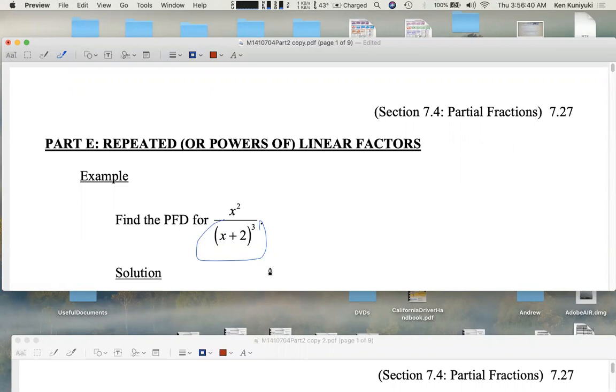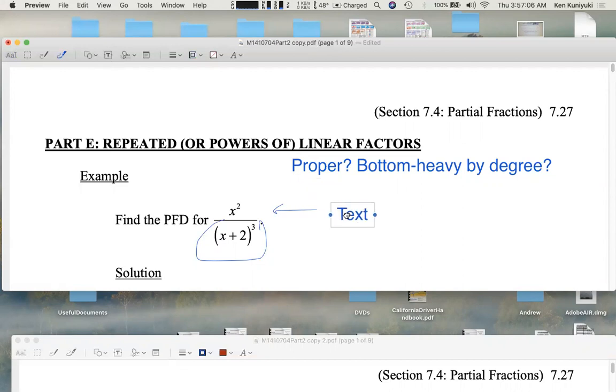That's why it's very important to know how to write down the correct PFD form. If you don't know the form, you're dead. First off, I want to know if this rational expression is proper. Is it bottom heavy by degree? Well, what is the degree of the numerator? The degree of the numerator is 2.